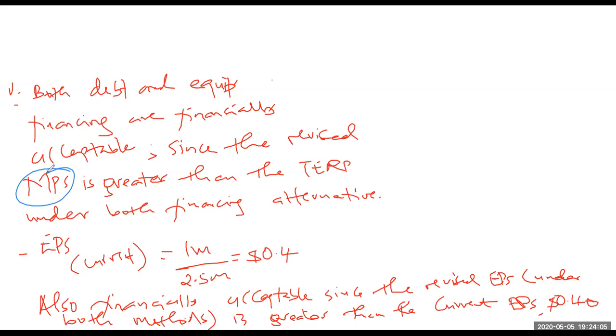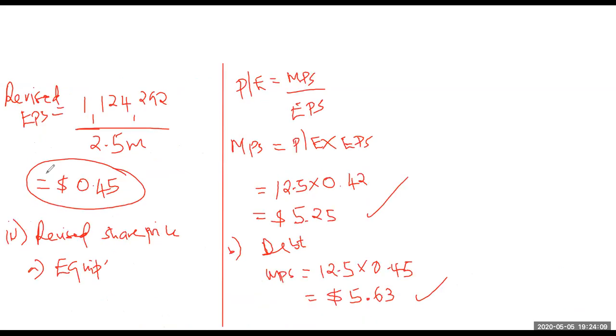The company should go ahead and finance using debt financing. Why? Because it leads to a higher share price at 5.63, compared to equity at 5.25. Don't forget, you can only pick one. And of course, you pick the one that results in a higher increment in the shareholders' wealth. In this case, the debt financing alternative.